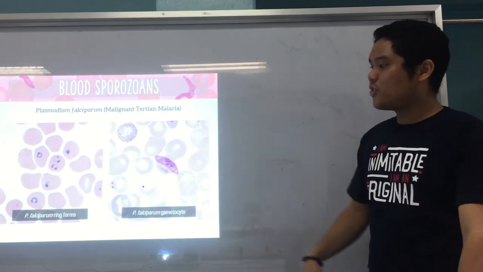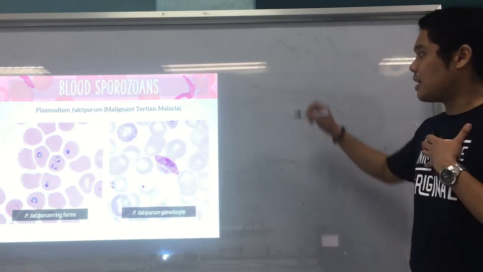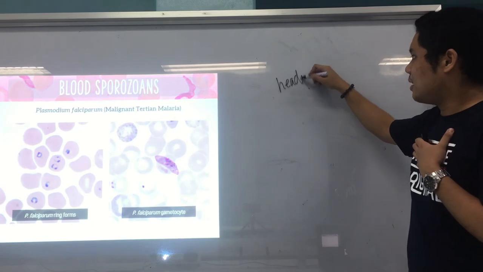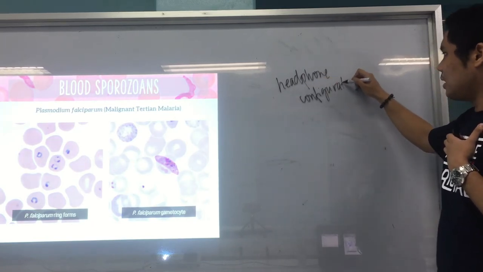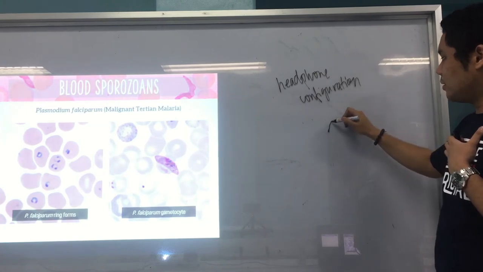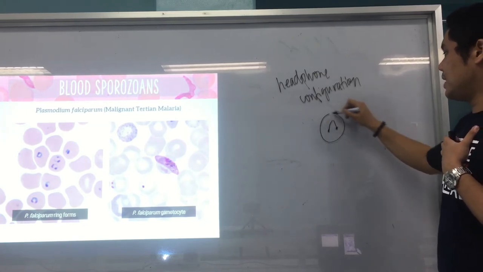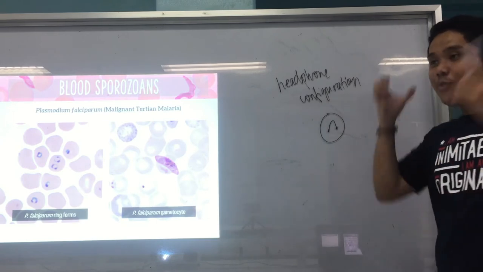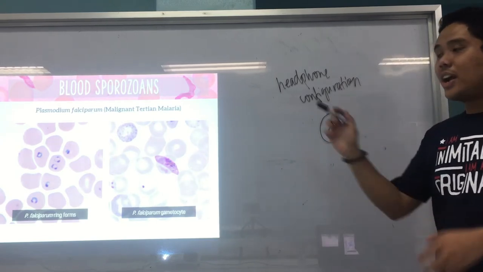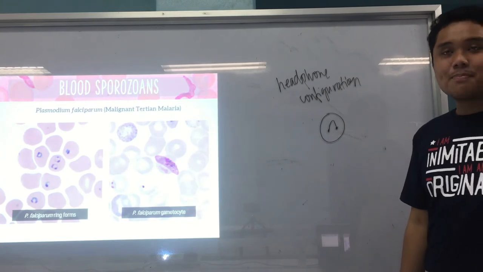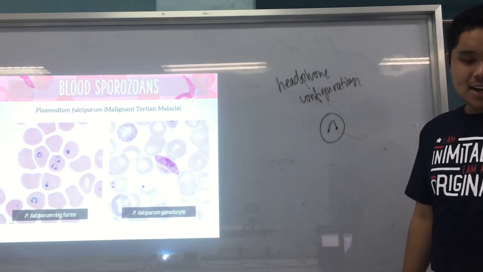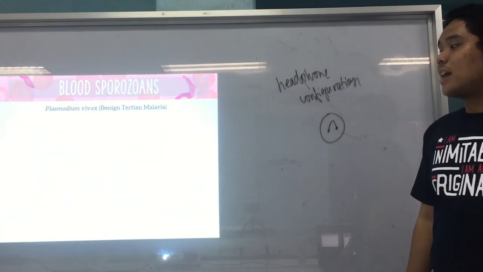And for the ring forms of P. falciparum, it's often described as a headphone configuration. So you can see, headphone. Ring forms of Plasmodium falciparum. Alright, so that's for P. falciparum, malignant tertian malaria. Alright, next we go now to Plasmodium vivax.